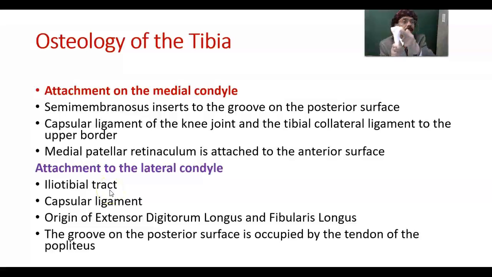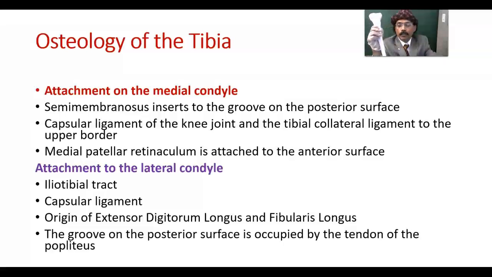Attachment to the lateral condyle: the iliotibial tract to Gerdy's tubercle. Here on that side is Gerdy's tubercle. Also the capsular ligament, and the origin of the extensor digitorum longus and fibularis longus. Partly it goes up to this level. A part of fibularis longus comes here on the lateral condyle. The groove on the posterior surface of the lateral condyle is occupied by the tendon of the popliteus muscle.